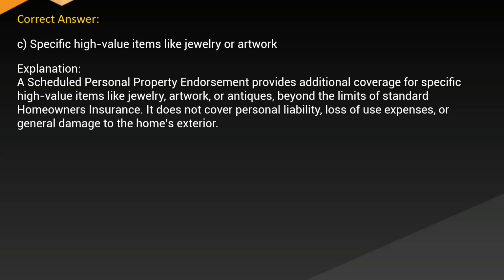Correct answer: C. Specific high-value items like jewelry or artwork. Explanation: a scheduled personal property endorsement provides additional coverage for specific high-value items like jewelry, artwork, or antiques beyond the limits of standard homeowners insurance. It does not cover personal liability, loss of use expenses, or general damage to the home's exterior.